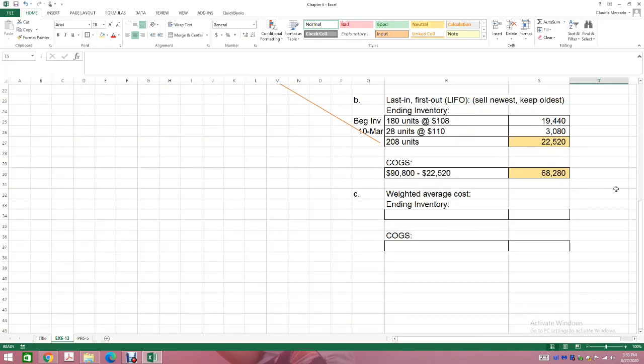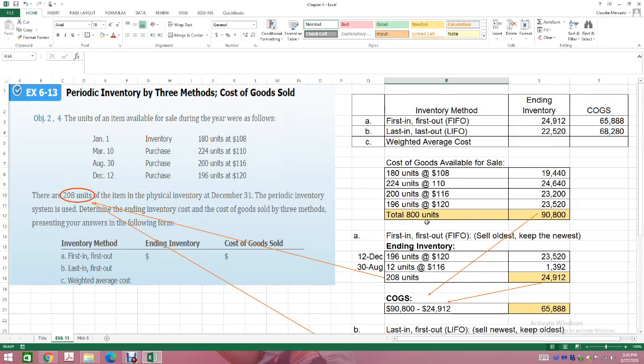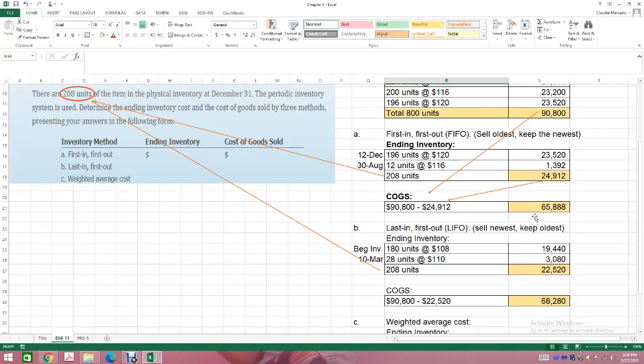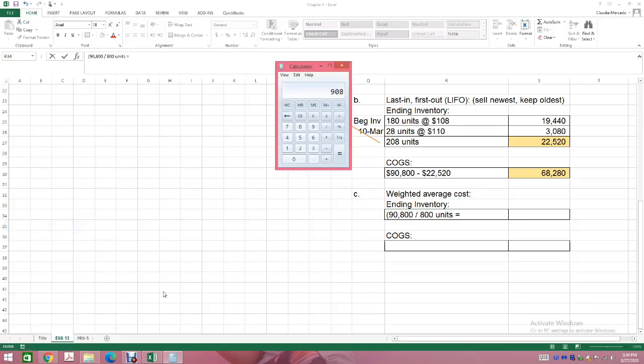Okay. Now we're going to go to the weighted average cost method. For the weighted average cost method, we are going to get the total units that we had, which were 800 units. And the total goods available for sale were 90,800. So we're going to get those and we're going to divide. I'm going to do my 90,800 and we're going to divide by, we had a total of 800 units. So let's see what we get. We'll get 90,800 divided by 800 units, and that's going to give me a per unit cost of 113.50.